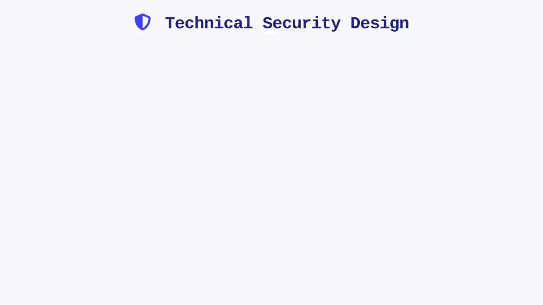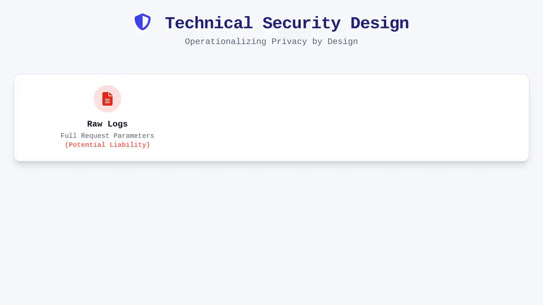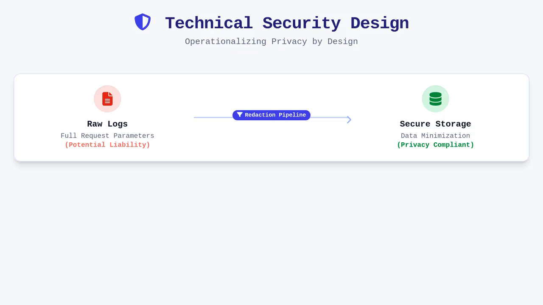When looking at log configurations, we must ensure that they meet privacy requirements without becoming a liability. Enabling full logging of raw request parameters might provide excellent debugging data, but it likely violates the principle of data minimization inherent in most privacy frameworks. Therefore, your technical security design must include a pipeline to strip or redact sensitive fields before those logs reach long-term storage or analysis platforms.